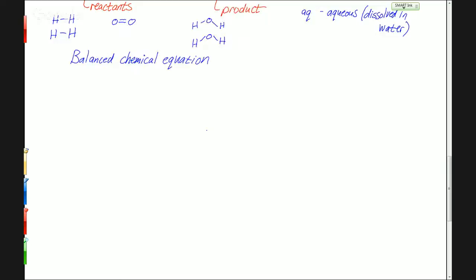Here's an equation for this iron-sulfur compound reacting with hydrochloric acid.